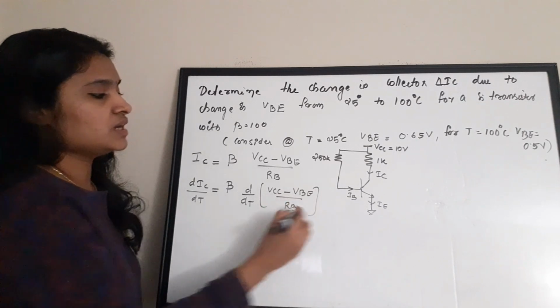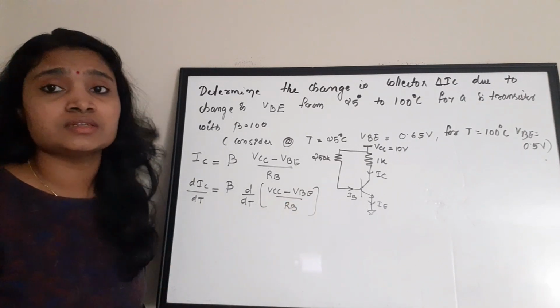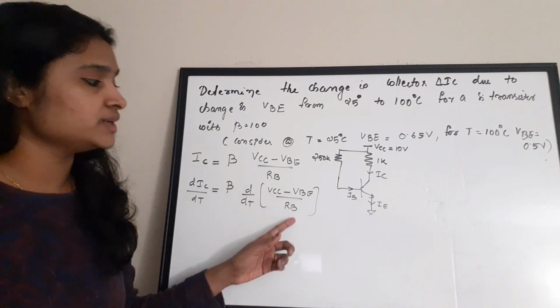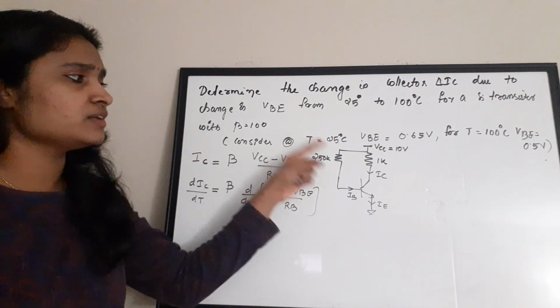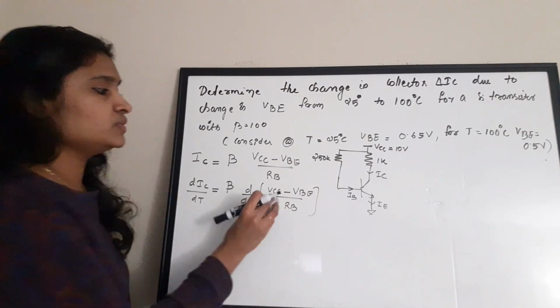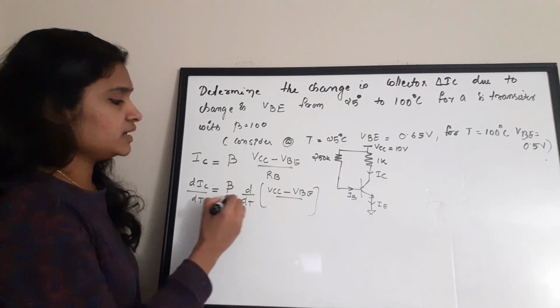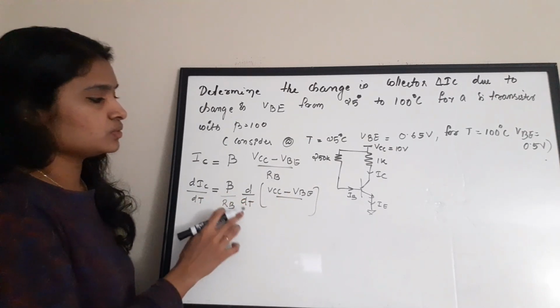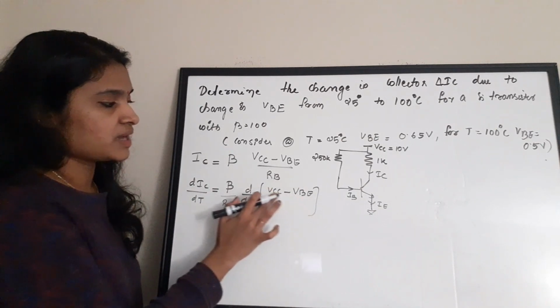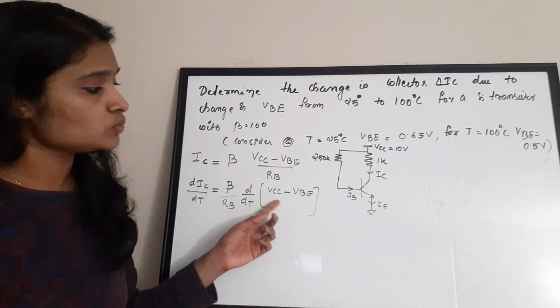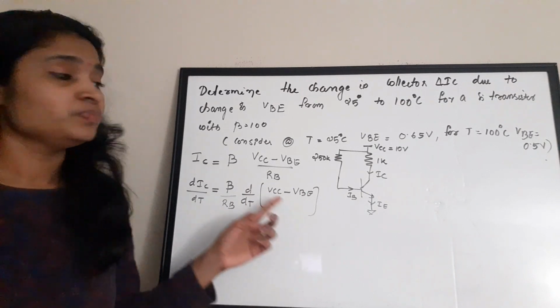Here again, if you see, RB is also a constant. It is a resistance value, so it won't get affected by the temperature. So I'm going to take that also outside, as 1 by RB. Now, we are going to put this d by dt inside this bracket, and inside the bracket there are two terms, VCC and VBE.